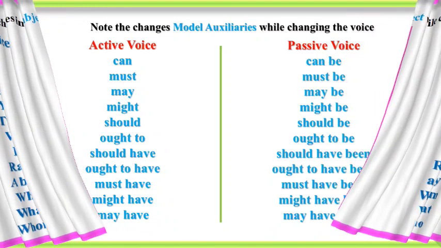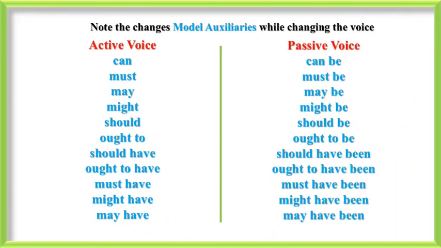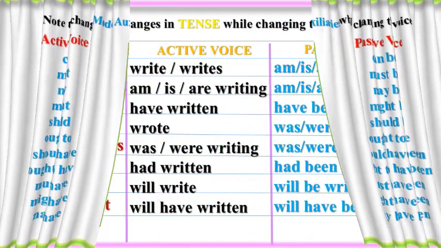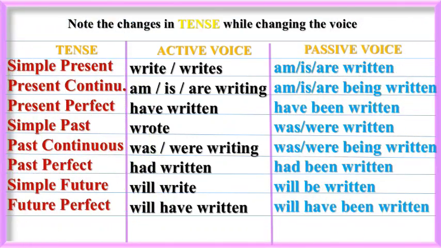Let us learn the changes in modal auxiliaries while changing from active voice to passive voice. Can becomes can be in passive voice, must becomes must be, may becomes may be, might becomes might be, should becomes should be, ought to becomes ought to be, should have becomes should have been, ought to have becomes ought to have been, must have becomes must have been, might have becomes might have been, may have becomes may have been in passive voice. Now note the changes in tense while changing the voice.